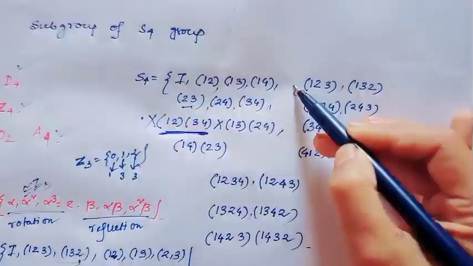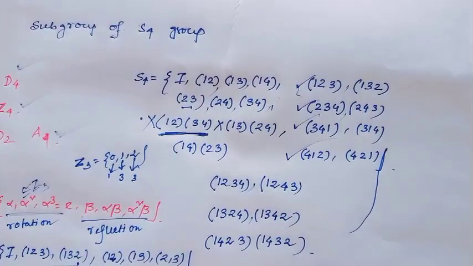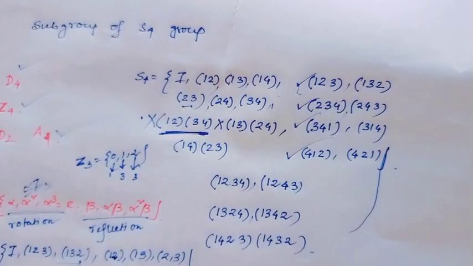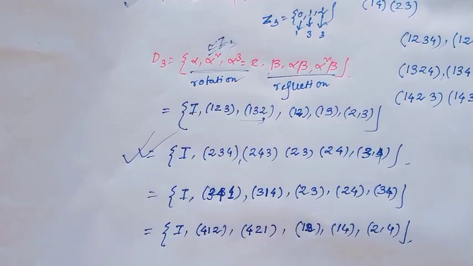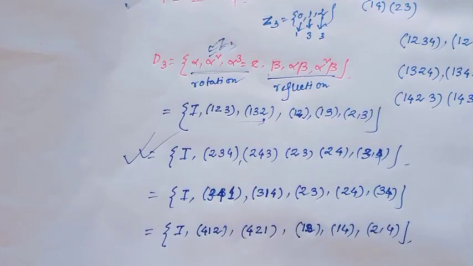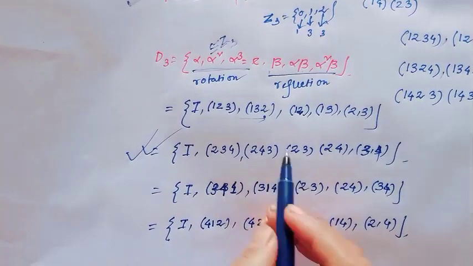And another subgroup of D3 would be such type. There exist 4 distinct 3 cycles, so we can actually construct 4 subgroups which are D3. Then another subgroup of D3 would be such type: identity, (2 3 4), and the inverse of (2 3 4) is (2 4 3).